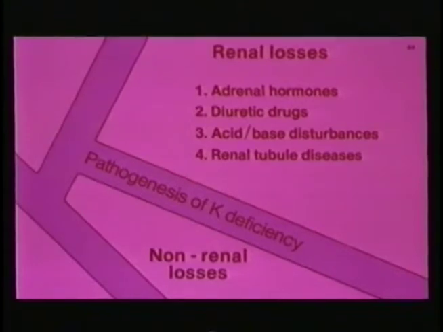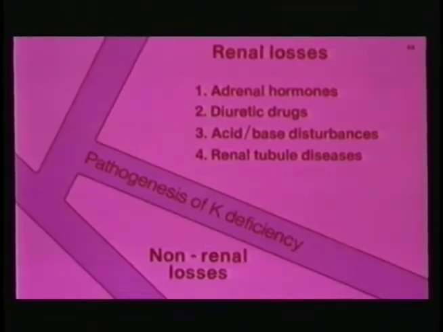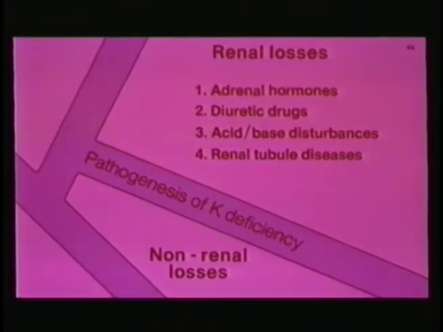In the case of potassium deficiency, assume that the deficiency is not severe and that we have time to consider the reason for the abnormality. Causes for abnormal renal excretion of potassium may be grouped into 4 categories: adrenal hormones, diuretic drugs, acid-base disturbances, and diseases affecting tubule function. A non-renal cause, loss from the GI tract, also affects potassium balance.